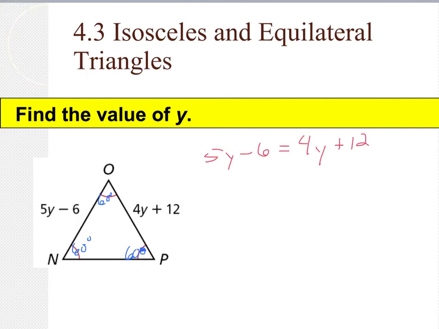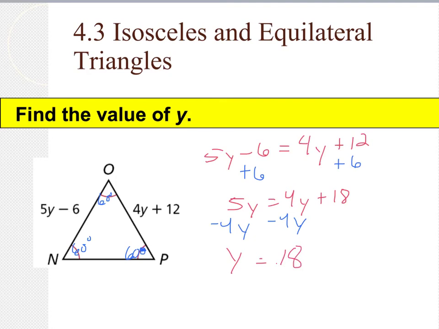I'm going to put my numbers with numbers, letters with letters. Add 6, add 6. 5y is equal to 4y plus 18. Subtract 4y on each side because I want my letters together. Y is equal to 18. Awesome. And we are done.